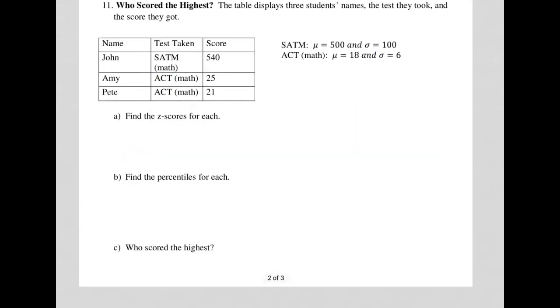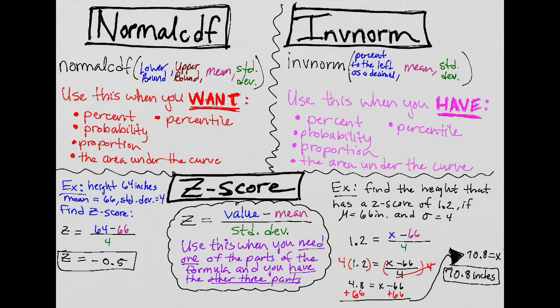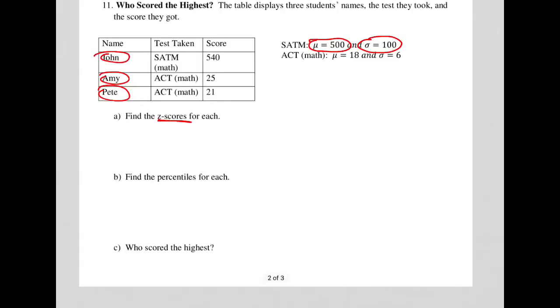All right, moving right along. Number 11. So here we're asked who scored the highest, and we're given a table. We have 3 names, and we have John, Amy, and Pete. So first it says find the z-scores for each. So it gives us the mean, and it gives us the standard deviation. Now, it didn't give us a percentage, so we're not dealing with inverse normal, normal CDF. We're finding a z-score, so that is going to be in the bottom here, where it says we have the value, the mean, standard deviation, or a z-score. We have to have 3 of these things here, and we're only missing 1. So we're looking for the actual z-score, so we're going to leave z blank in that formula.